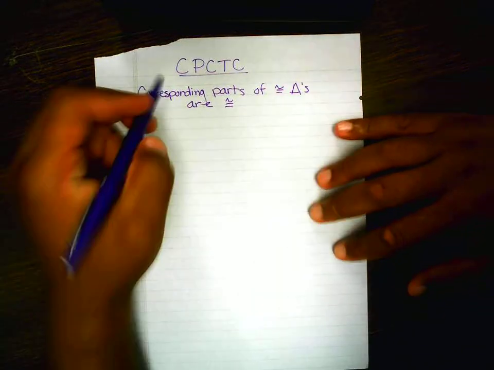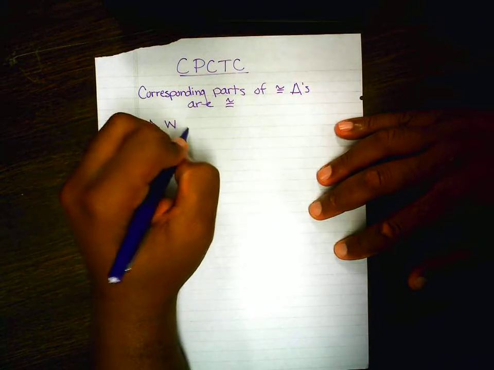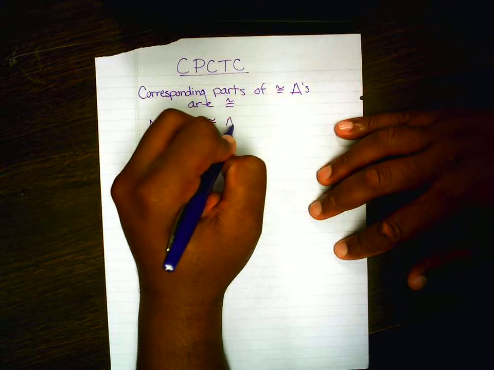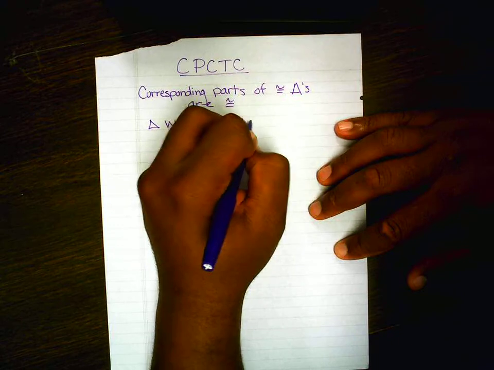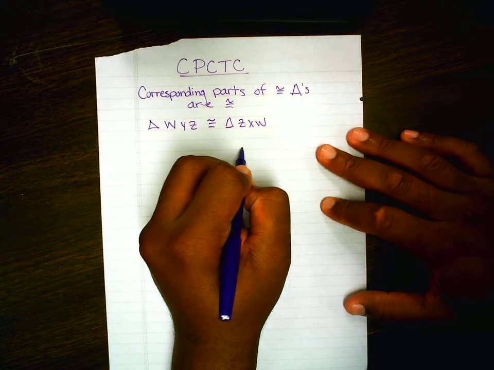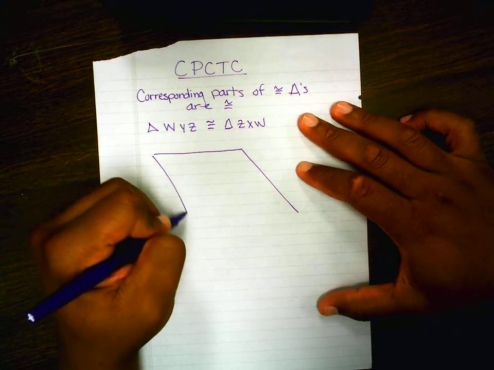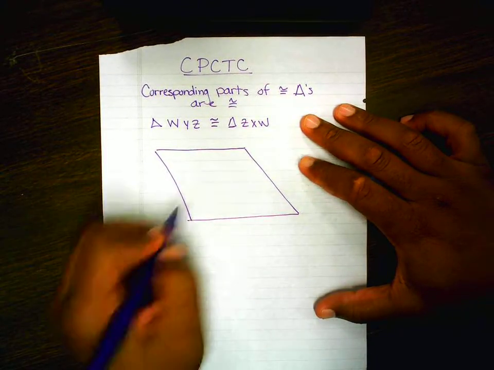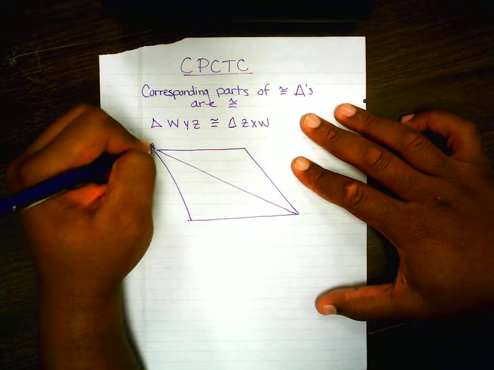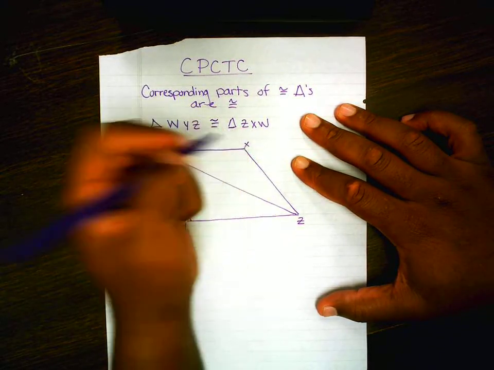So if I give you an example, that triangle WYZ is congruent to triangle ZXW, and I gave you a certain type of triangle shape like this, where we have W here, we have Y, we have Z, and we have X.